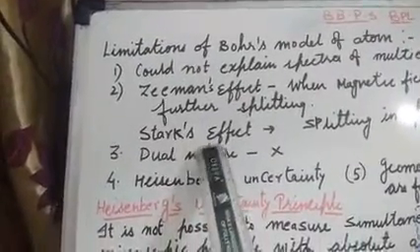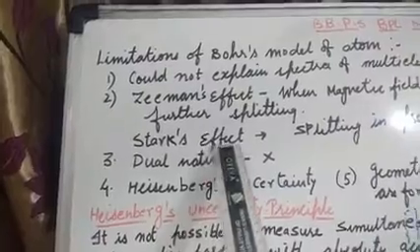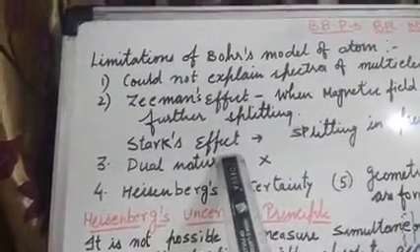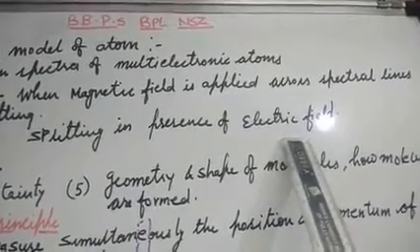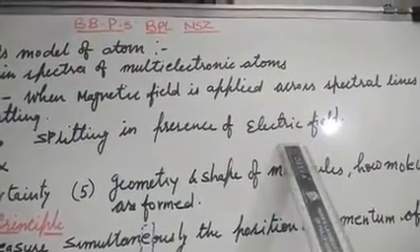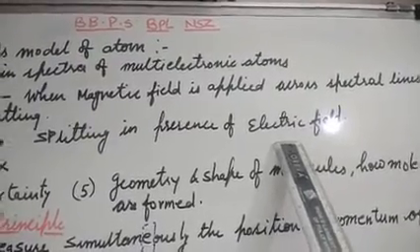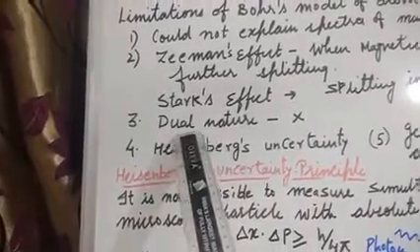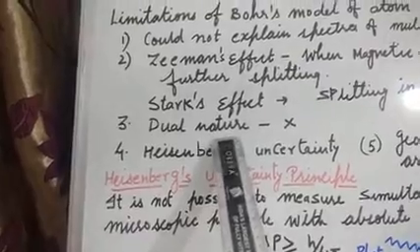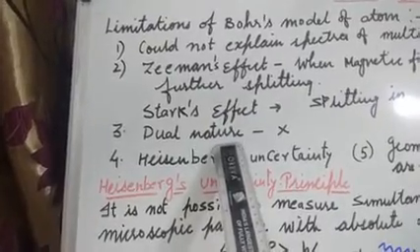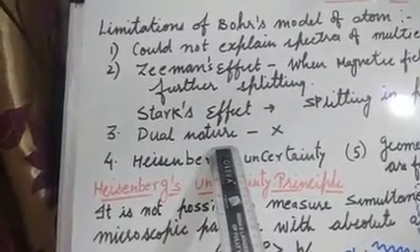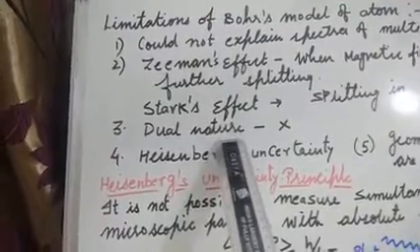Now one more effect is there, that is Stark's effect. Students, it is the same, splitting of spectral lines, but in the presence of an electric field instead of a magnetic one. Here we are applying an electric field and further splitting of the spectral line takes place. So students, these were the drawbacks. Next, he was unable to give the dual nature of matter. That was given by de Broglie, and we have done it. Its derivation also we have done, de Broglie's wavelength. So Bohr was unable to give the dual nature of matter.